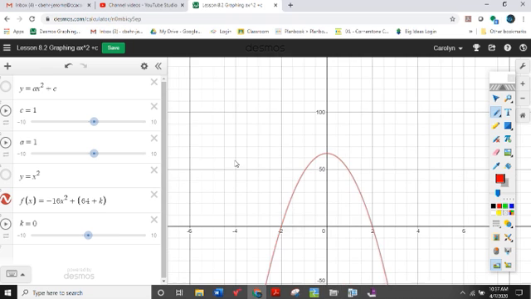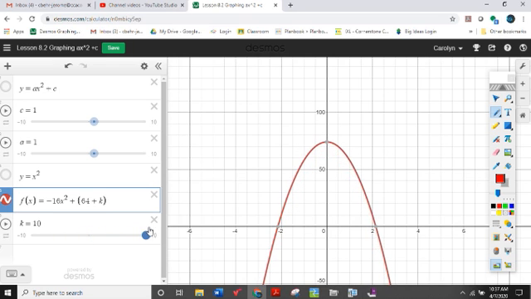Okay, I'm going to pause. So here's the original function, starting at 64, and then it hits the ground at 2 seconds. What's going to happen if k is greater than 0? What happens to where it hits the axis? Do you see that? The higher the graph, the longer it's going to take to hit the ground. So if k is greater than 0, it's going to take more than 2 seconds.